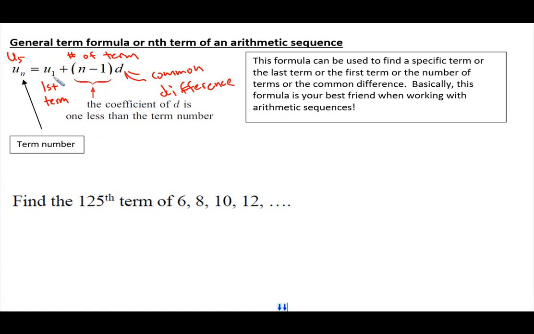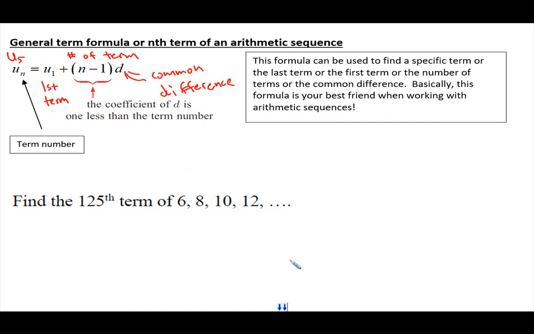So sometimes you have to find u sub 1. Sometimes you have to find n. Sometimes you have to find the letter d. Sometimes you have to find a specific term, okay? So when you're working with arithmetic sequences, you will be using this formula a lot, right? A lot of times you just plug in all the information that they give you into this formula, and then you'll solve for some unknown, okay?